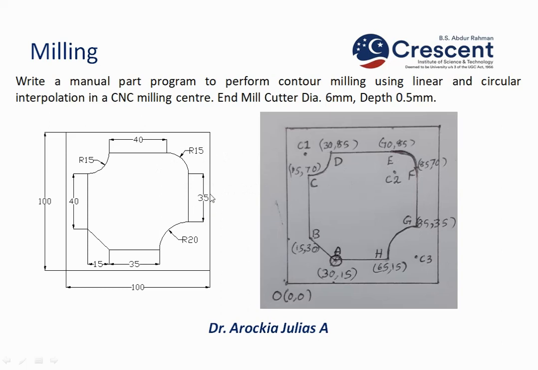Then it comes down 35 units in the y-axis. So the x value will be 85, and 35 for G. Okay. Then again a circular arc which is of radius 20. So in the x-axis it moves towards the left. So 85 minus 20, which will be 65. And the y-axis is 35 minus 20, 15. So the coordinate value for H is 65, 15. So we know all these points. Then for circular interpolation we need the center point. So I have mentioned the center points as C1, C2 and C3, but the coordinate values are not mentioned here. You can easily calculate. Okay.